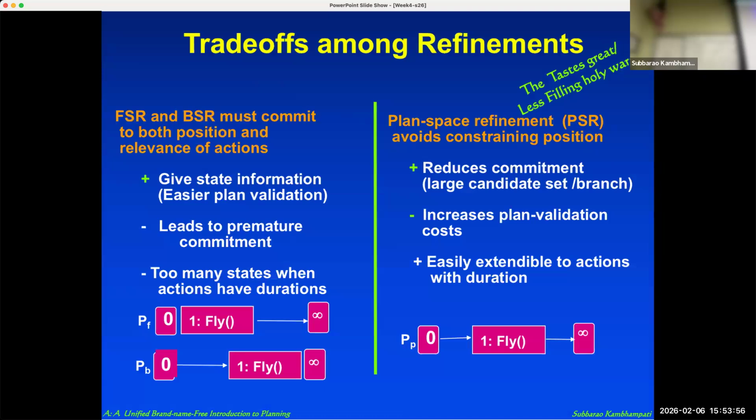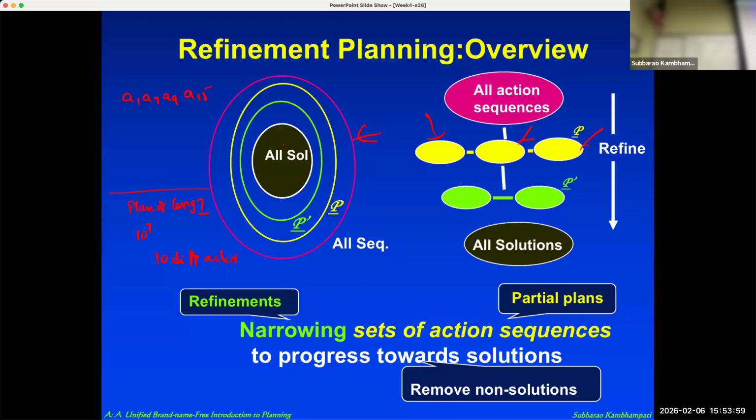So what is happening is you start with a big set of action sequences, and when you do refinement, you make the set smaller and smaller. And hopefully you will get to a point where the candidates are all solutions so that you can pick one. That's the dream. But in the case of planning, unfortunately, unless you only have contiguity constraints, pretty much any plan can have an infinite number of candidates.